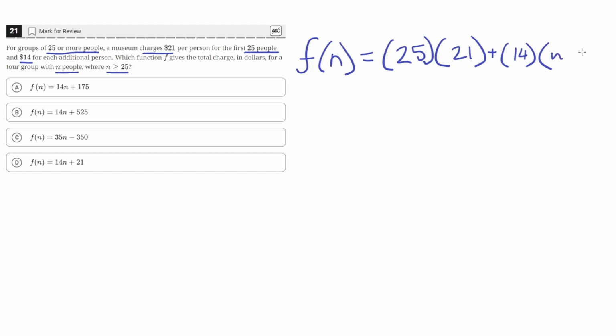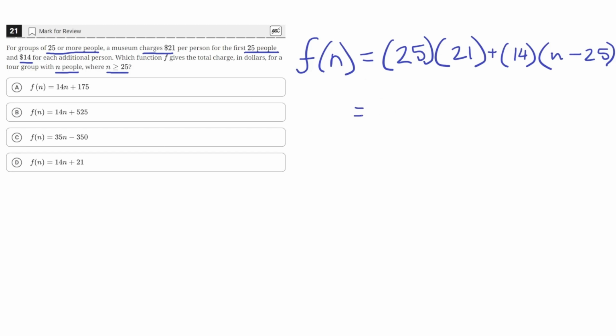And then n minus 25. Because the first 25 people were charged 21, but then the rest were charged 14. So we're not going to just multiply by n, we have to multiply by n minus 25, because only the people after the 25th are charged 14. So then we can just expand this out.